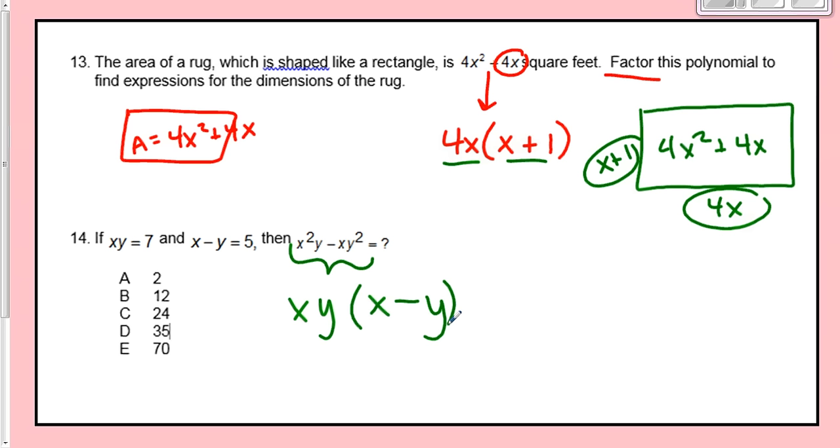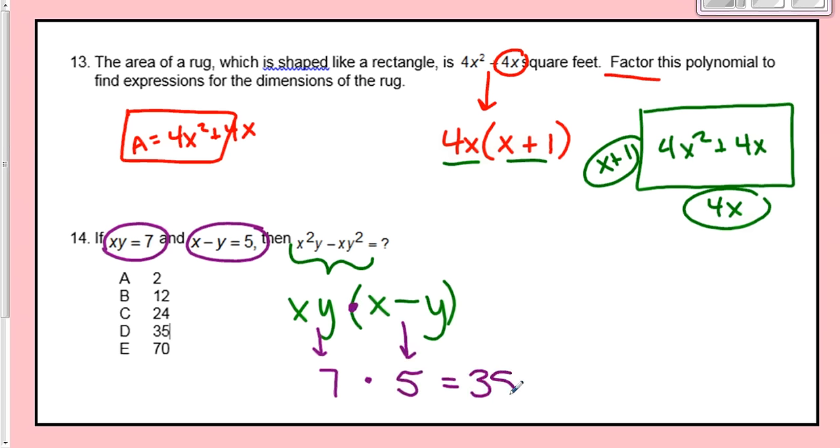Okay? I factored it, but now let's look and see what they told us originally. They said xy is 7. So this thing is really just 7. And they're saying x minus y is 5. So this thing is really just 5. Well, I know that this is being multiplied. What's 7 times 5? There's your answer.